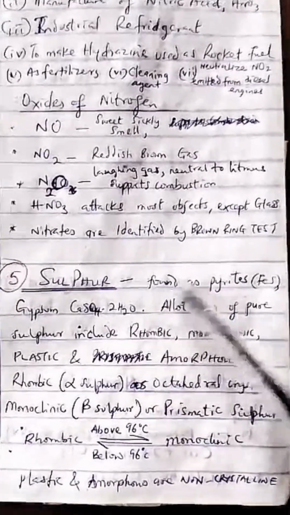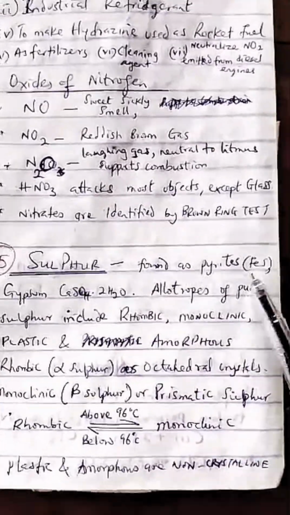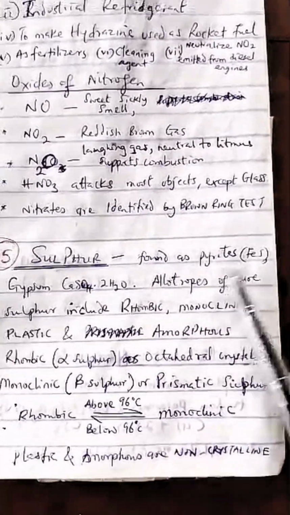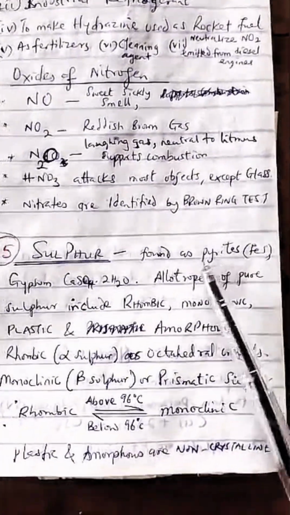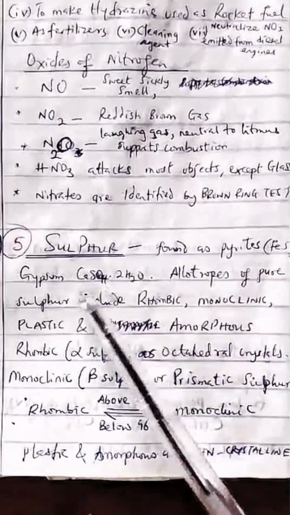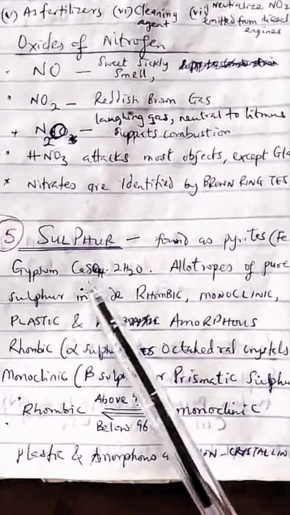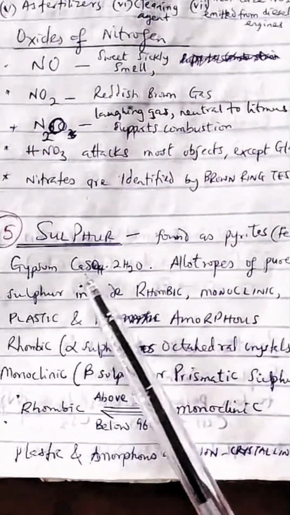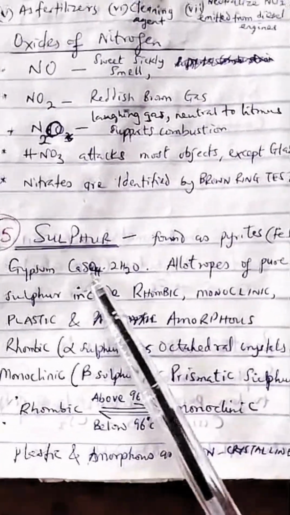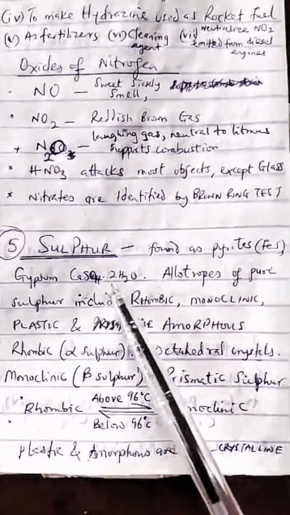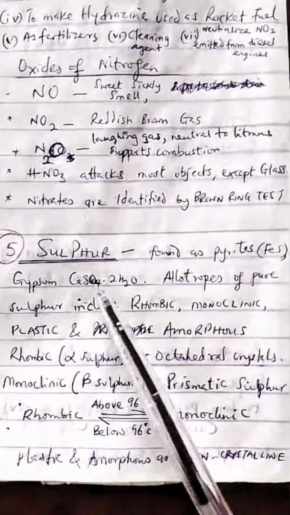It's basically found as pyrites, that's in its ore form. That's iron sulfide. So this is the ore form, the raw form in which sulfur is found, or as gypsum. That's calcium sulfate, and of course it's hydrated. So these are the forms in which sulfur is found.